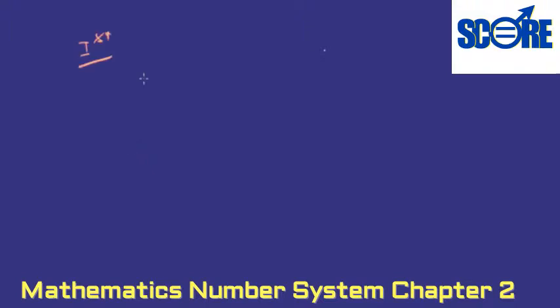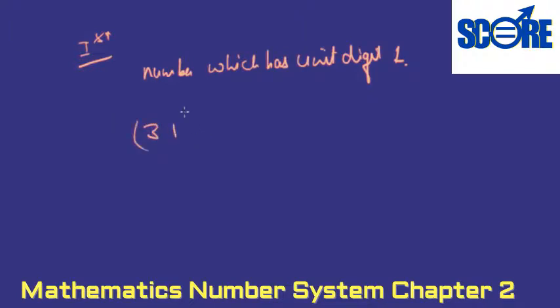The first concept is for a number which has unit digit 1. Any number like 31, which has unit digit 1, with any power, let's say the power is 16: obviously the unit digit will be 1, and the tens digit is 3 multiplied by 6. 3 times 6 is 18, so the digit is 8. So 31 raised to power 16 ends in 81.